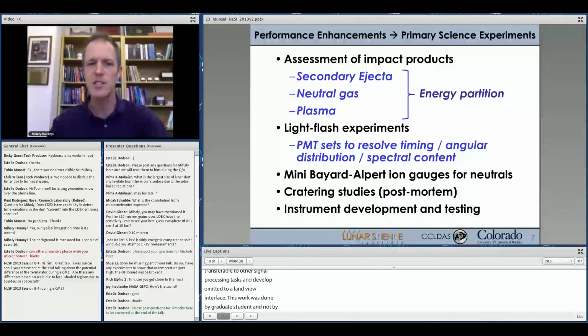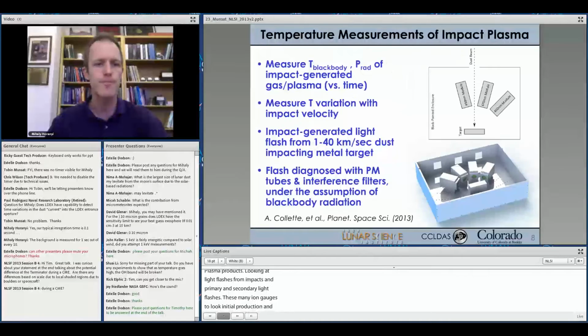So the performance enhancements to the accelerator allow us to achieve what we're really after, which are the primary science experiments. So the classes of experiments that we're after are looking at impact products like secondary ejecta, neutral gas, plasma products, looking at light flashes from impacts, primary and secondary light flashes. We use mini ion gauges to look at neutral production. We look at cratering studies. And finally, we do instrument development and, importantly, testing of flight instruments.